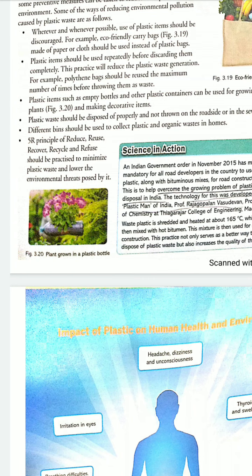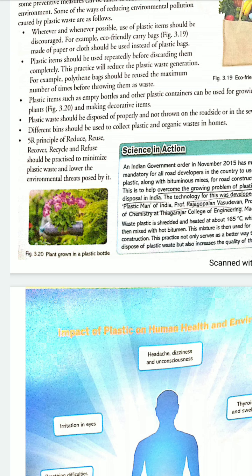Okay, and follow strictly the 5 R's. What are the 5 R's? Reduce, reuse, recover, recycle, and refuse. These are the 5 R's which minimize plastic waste and lower the environmental threat posed by it.